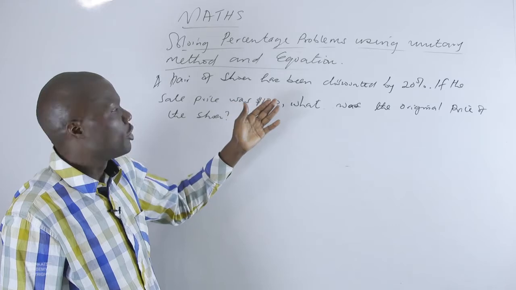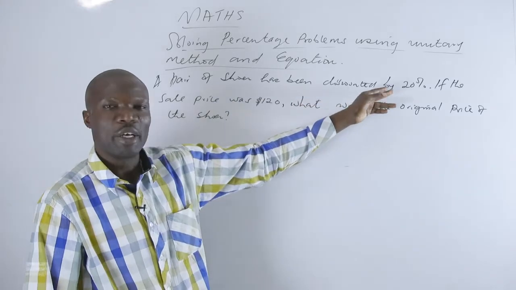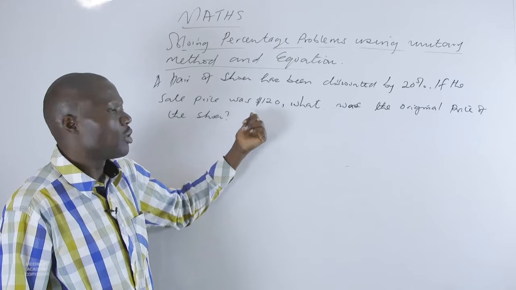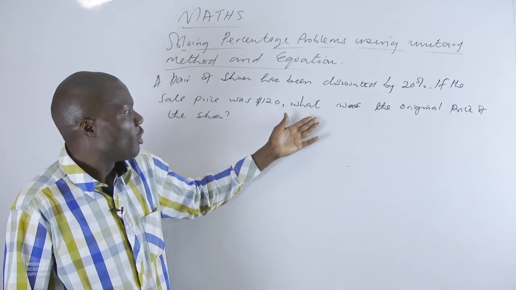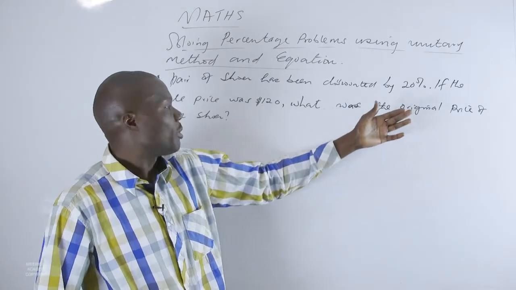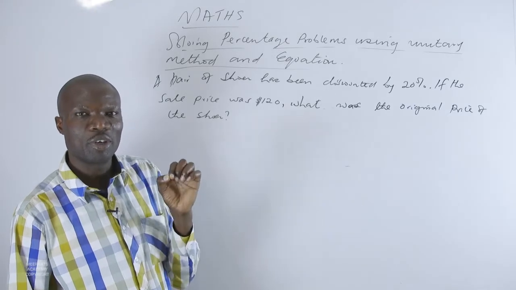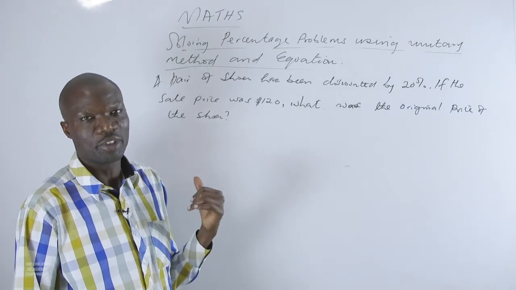A pair of shoes has been discounted by 20%. If the sale price was $120, what was the original price of the shoes? What was the original price of the shoes?